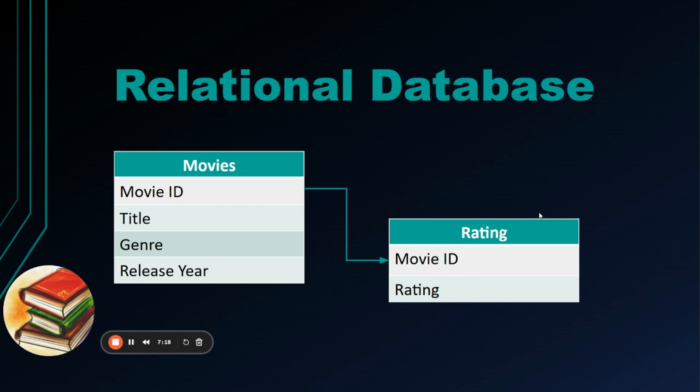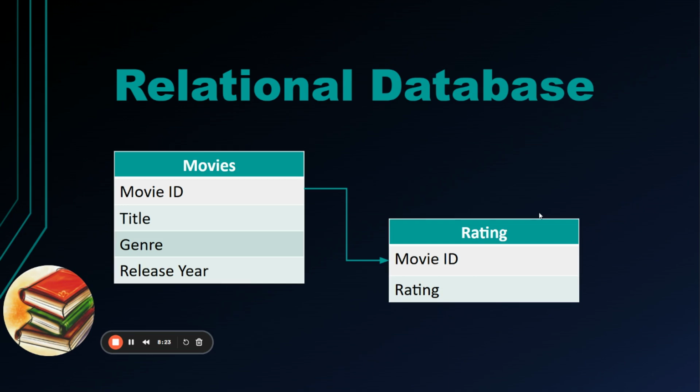For example, imagine a movie rating system where a user can rate movies. You could have two tables. The first table, movie, has the columns movie ID, title, genre, and release year. And the second table, rating, has the columns movie ID and rating. The movie ID field is the primary key in the movie table, meaning it uniquely identifies each movie. In the rating table, the movie ID is a foreign key, referencing the primary key in the movie table. This establishes the relationship between the two tables.